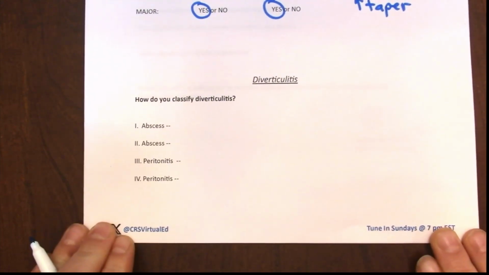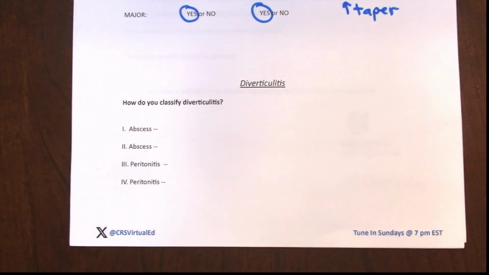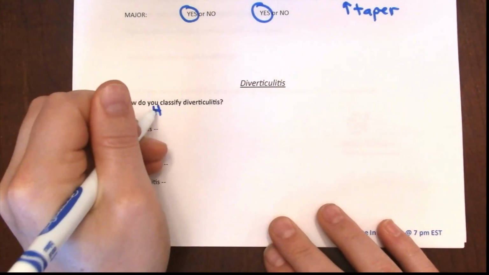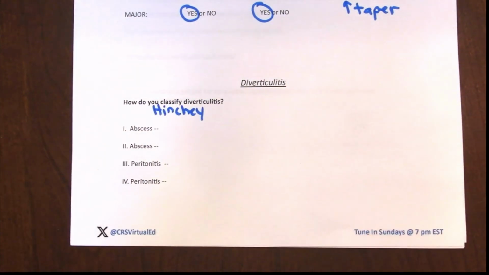Next topic will be diverticulitis. Great. So diverticulitis is something that we see commonly day to day at the hospital. So Lauren, how would you classify diverticulitis? So that's based on the Hinchey classification. And there are 4 levels.